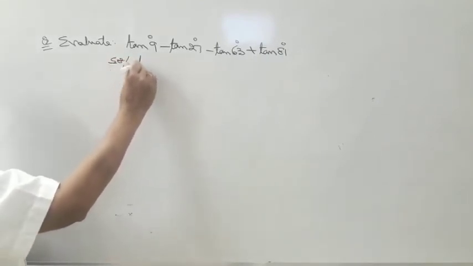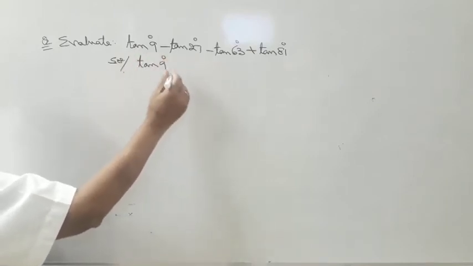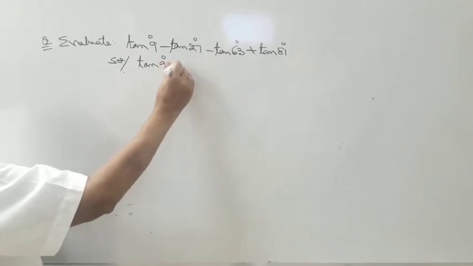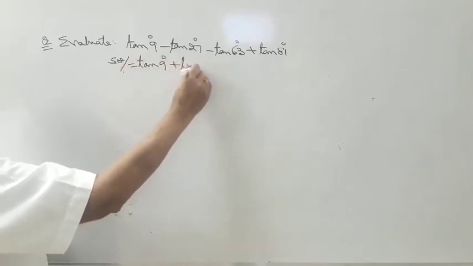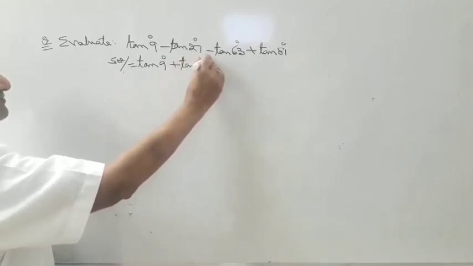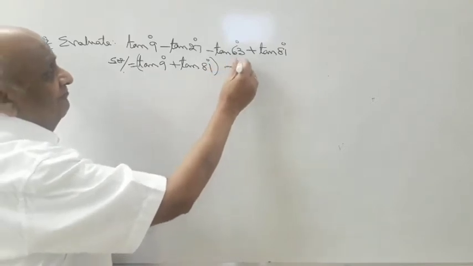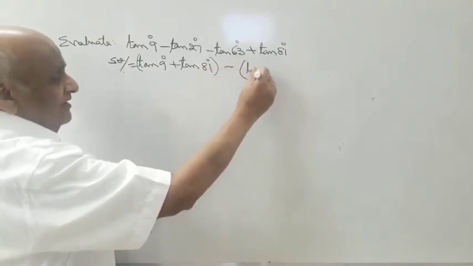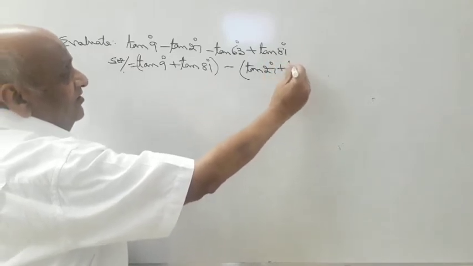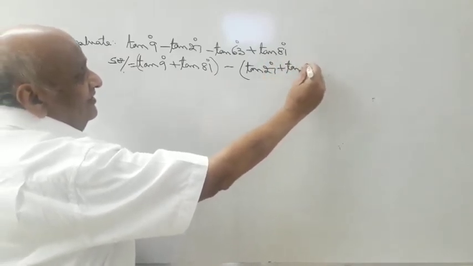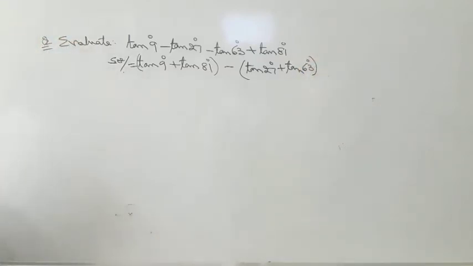We can just apply grouping. We say tangent 9 degrees plus, is equal to, you can write down here, tangent of 81 degrees, group this, minus tangent of 27 degrees plus tangent of 63 degrees, like this, group like this.